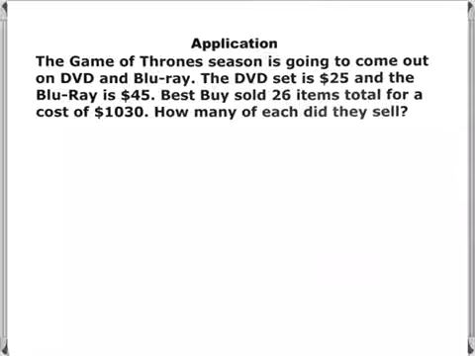Next one. Game of Thrones season is going out on DVD and Blu-ray. The DVD set costs $25 and the Blu-ray set is $45. Best Buy has sold 26 items total for a cost of $1,030. How many of each did they sell? So once again, we're dealing with a situation where we're talking about money or dollar amounts as opposed to total quantity of items sold. So for money, we have to think about the cost of the Blu-ray and the cost of the DVD.